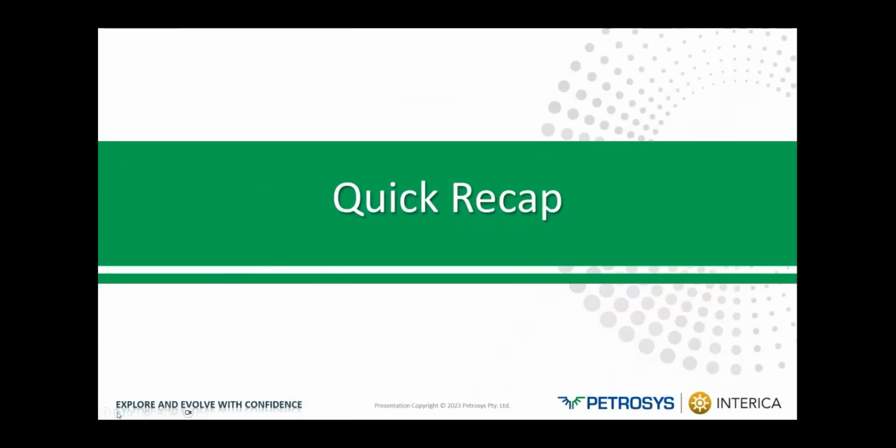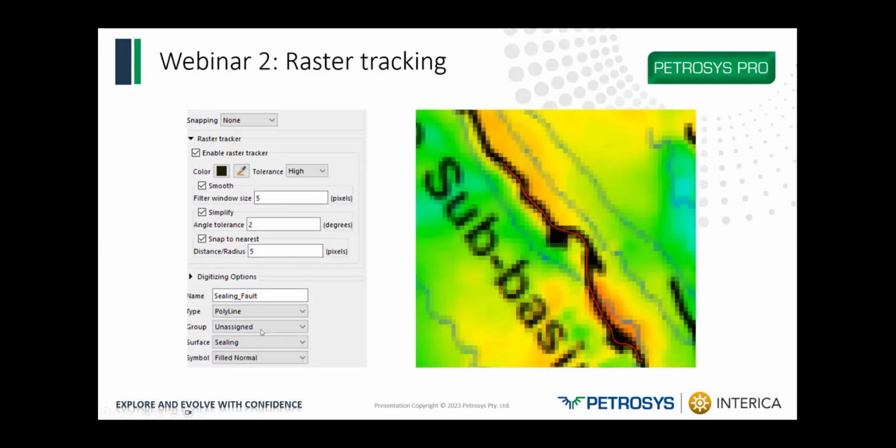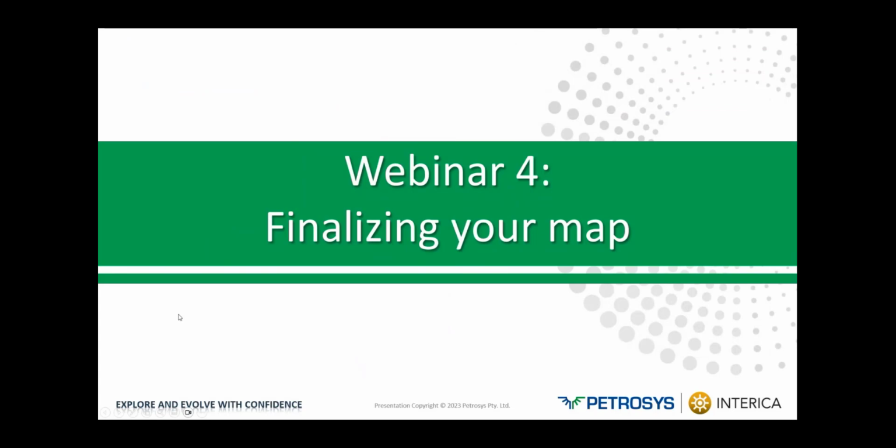Just for a quick recap on where we are on the webinar series. The first webinar was given by my colleague Jason out of Adelaide, and he was talking about how to georeference a raster TIFF image and bring it into Petrosys PRO mapping. Our second webinar, given by my colleague Abilio out of Perth, talked about how to use Petrosys Spatial Editor and its raster tracking functionality to digitize linear features in that raster image and take them into fault polygons that could be used in your file manipulation inside of Petrosys. The third webinar, given by my colleague Ryan Mooney out of Glasgow, talked about how to take the colorized pixels inside that TIFF image and translate those into Z values for an underlying thickness grid. Which brings us to the fourth webinar, which I'm talking about today, how to finalize that map.